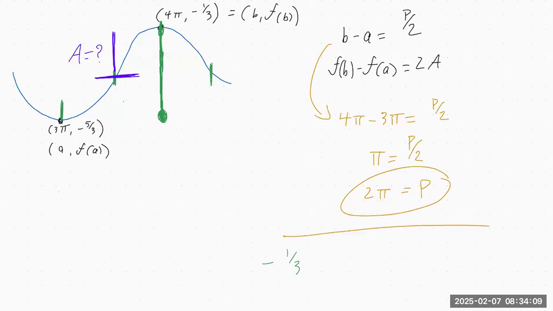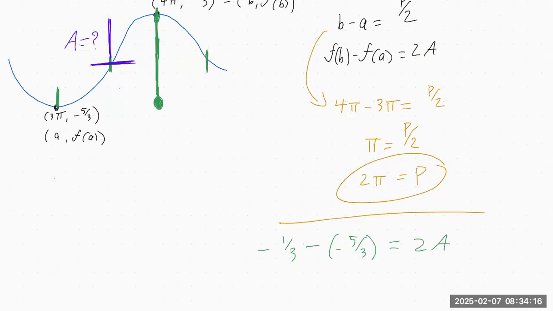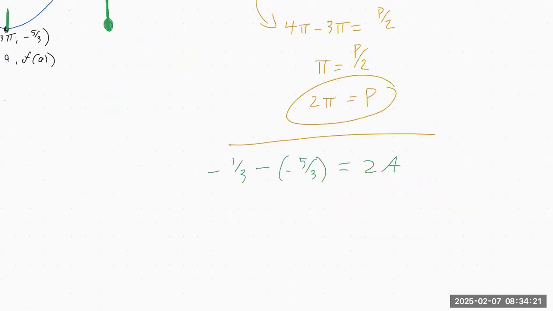And that should equal twice the amplitude by the answer that we got for the last question. All right, so now we're going to subtract these. Whenever you subtract a negative, it's the same as plus a positive. So this is negative 1/3 plus 5/3, which is equal to 4/3. And that should equal twice the amplitude. So we're going to divide both sides of this equation by 2 and get that the amplitude is equal to 2/3.